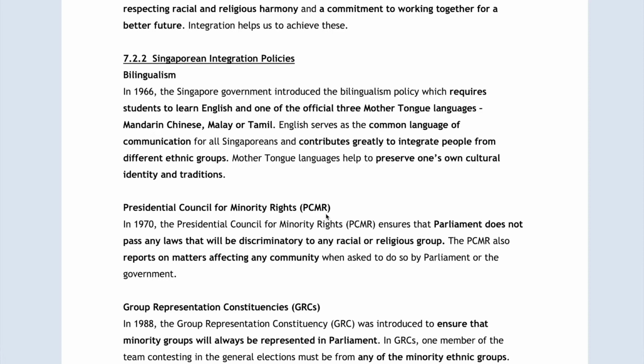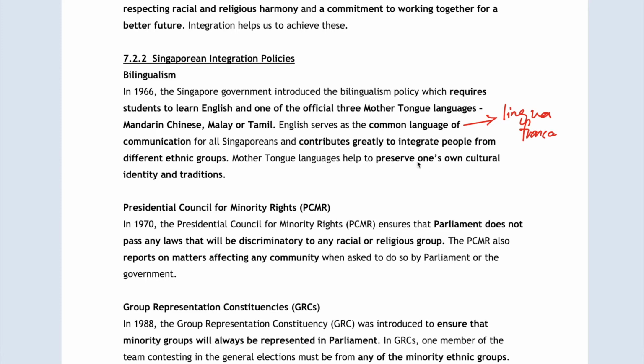Now, English will be the common language. There is a term for it. It's called lingua franca. It's the language that everybody needs to know how to speak so that we are able to communicate with one another. Which is why the working language is English, and everybody has to know how to speak English in Singapore, at least from 1966 onwards.